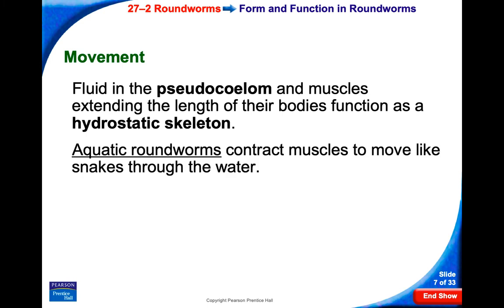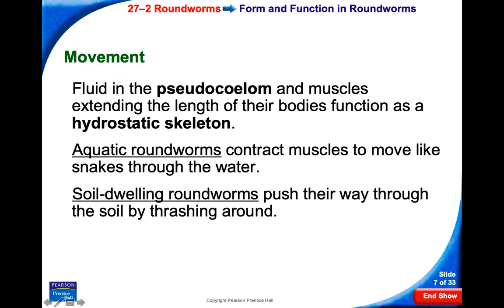If you've ever seen a snake moving through water or an eel moving through water, that's the kind of movement that aquatic roundworms will produce using the hydrostatic skeleton. And if you've ever seen a worm that's been dug out of the soil and wriggles around, that movement is made possible by that hydrostatic skeleton. So soil-dwelling roundworms are able to move around by thrashing back and forth, and that's how the hydrostatic skeleton is used for them.